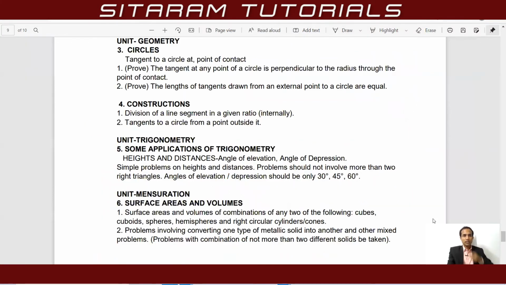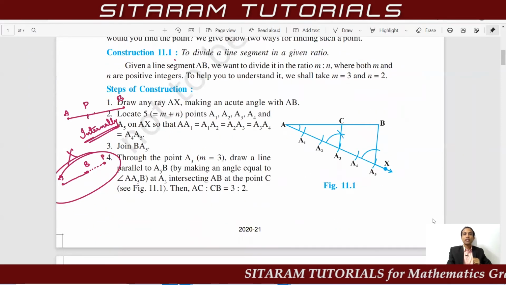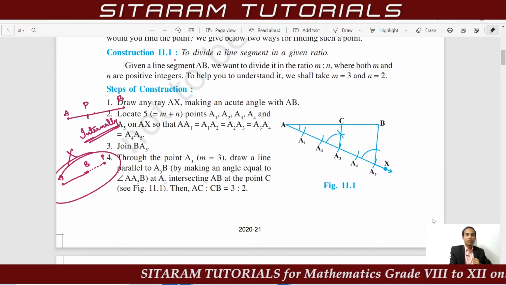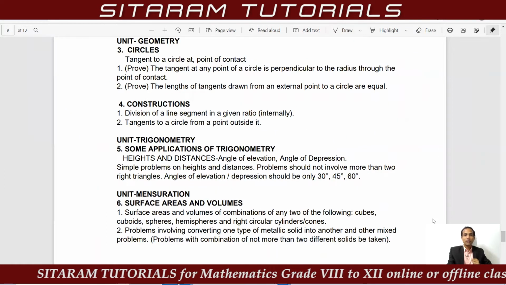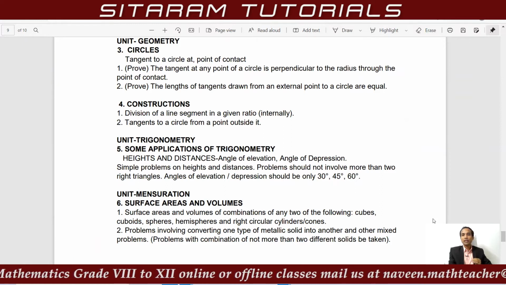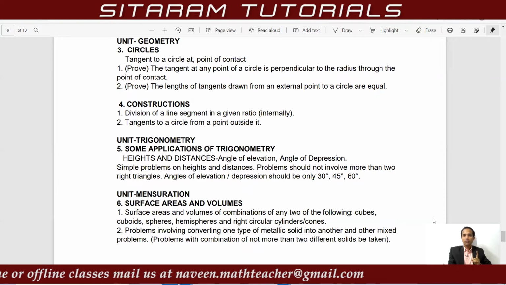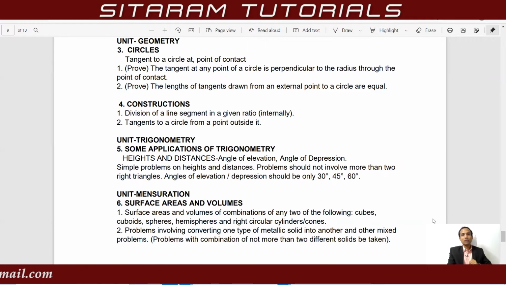Now going to the next topic, that is constructions. If you go to constructions, first one, if you see, to divide a line segment in the given ratio. In the constructions, what are going to be there? Division of line segment in a given ratio internally, not externally. Only internal division problems for line segment is there. And tangents to circle, this is also there. Rest all are not going to be there.